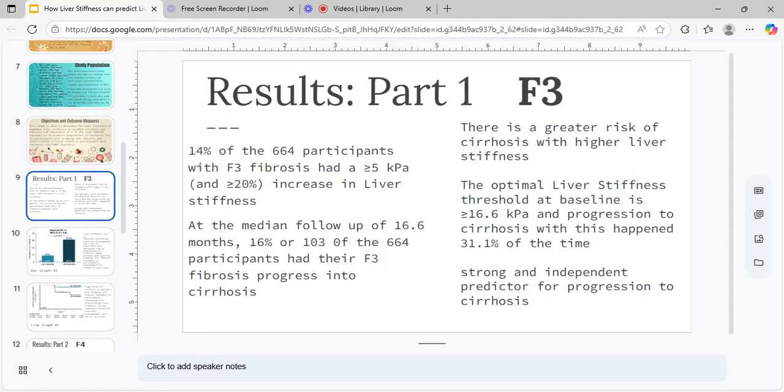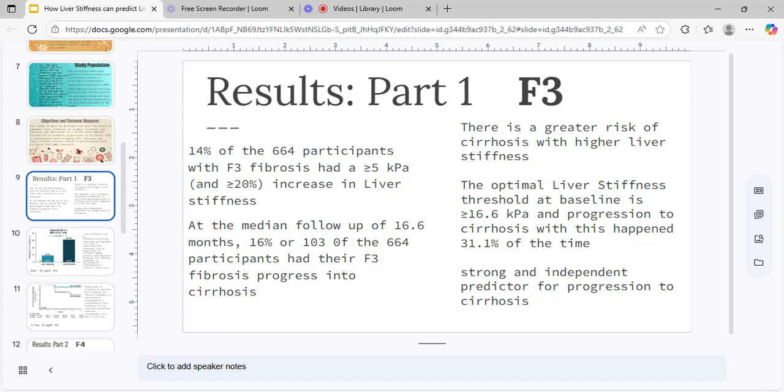So let's get on to the results. So the results are going to be separated into two parts. So I have the F3 fibrosis results, and then we will get into the F4, which will be cirrhosis. So for results for F3 fibrosis, they found that 14% of the 664 participants with F3 fibrosis had a less than or equal to 5 kPa, or a less than or equal to 20% increase in liver stiffness.